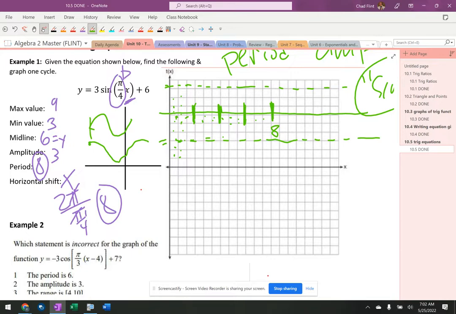1, 2, 3, 4, 5. Sorry, there's 4 points after the origin. I'm counting and I'm like, wait a minute, what am I talking about? There's 1, 2, 3, 4. No, sorry, like that. 1, 2, 3, 4, 5. So sorry, let me start over with that again.